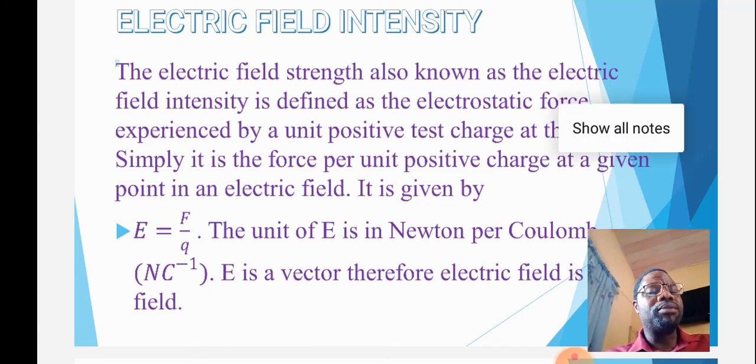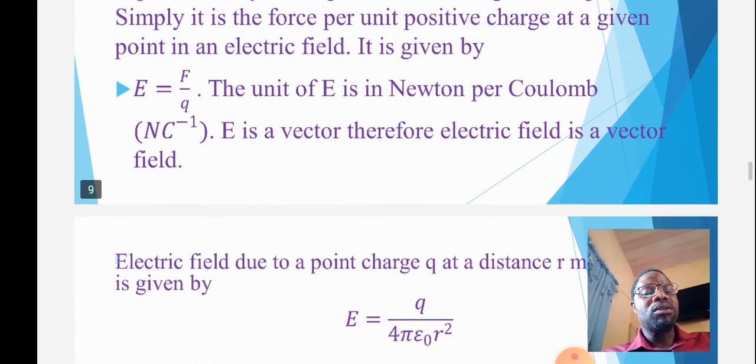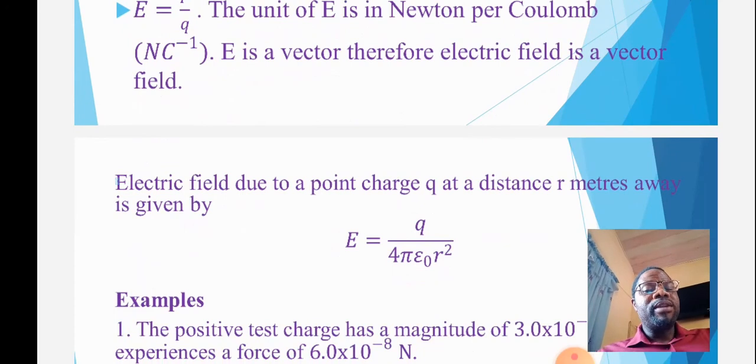Then E is a vector. So therefore, electric field is a vector field. So we now say the electric field due to a point charge Q at a distance r meters away is given by E is equal to Q over 4 pi epsilon 0 r square.